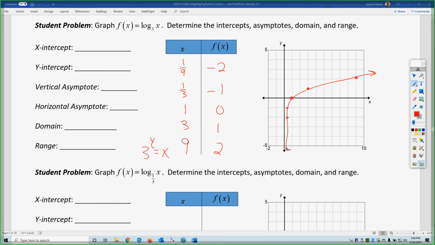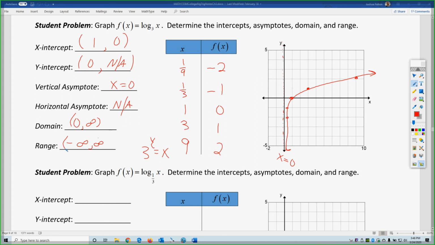Okay, so my x-intercept, if I plug in 0 for y, I get 1. If I plug in 0 for x, there's no possible solution for that. And 1, 0 was a table value. x equals 0 is the vertical asymptote, because you can clearly see from our table it goes 1/3, 1/9, 1/27, 1/81. We cannot get to 0 for x. There is no horizontal asymptote, not applicable. So my domain is 0 to infinity. My range is -infinity to infinity, because I can go up and down forever.